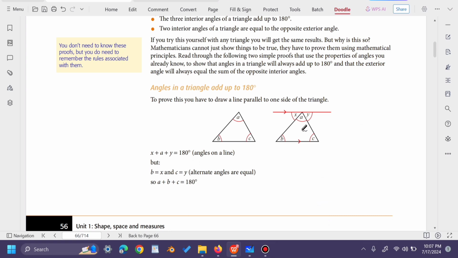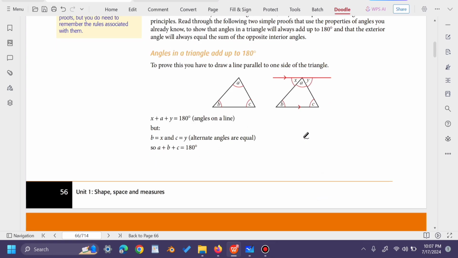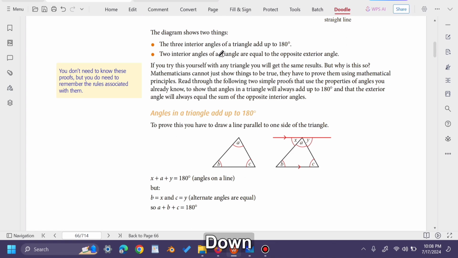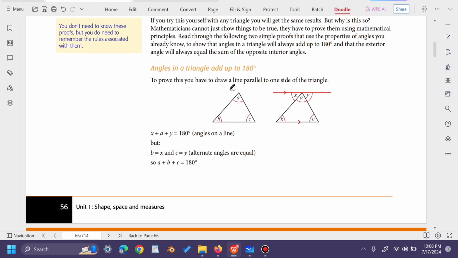Now there are some other proofs that they're going over. Let's go over them once as well. To prove this, you have to draw a line parallel to one side of the triangle. अब वही ऊपर वाली जो उन्होंने यहाँ पर बातें लिखी हैं, उसको प्रूव करा रहे हैं. So you see, अब यहाँ पे उन्होंने क्या किया है कि उन्होंने एक स्ट्रेट लाइन बना दी और उन्होंने कहा ये x है और ये y है. उसके बाद उन्होंने कहा है कि x प्लस a प्लस y, ये तीनों 180 डिग्री बनाते हैं, which is okay, which we know as well.